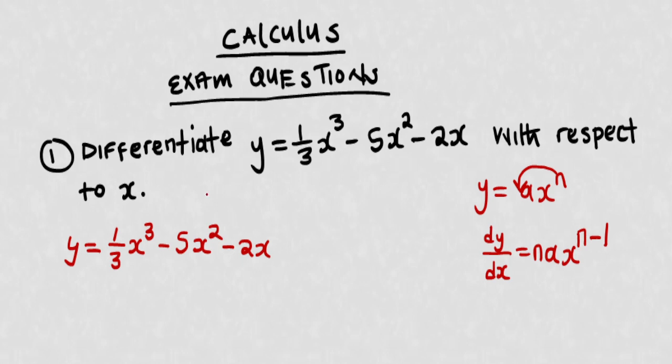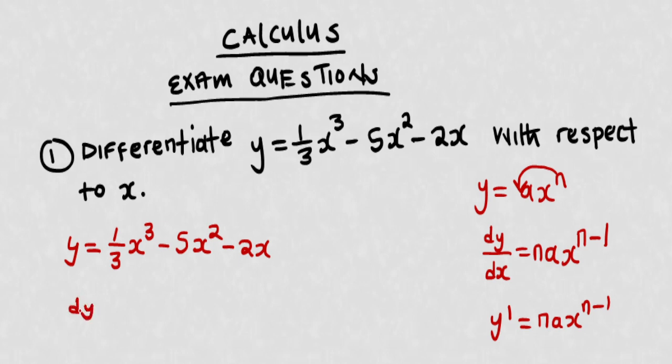So now look at this one. To differentiate y with respect to x, there are two notations that we use. Instead of saying dy over dx, we can also say y prime. So y prime means the same, and the answer will be the same, n ax to the power n minus 1. Whichever notation you use, but let us go with dy over dx.